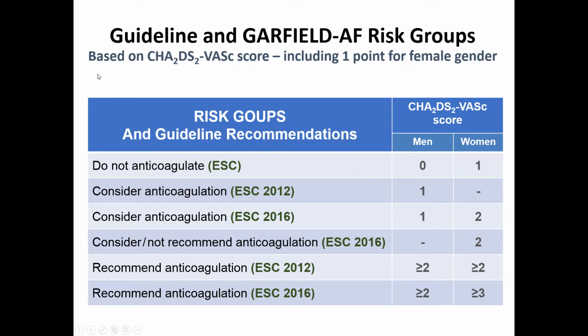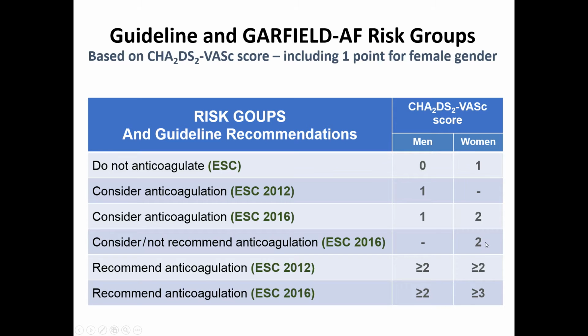You'll remember that the ESC issued guidelines in 2012, for example, and 2016 just recently. And both guidelines agreed that we wouldn't recommend anticoagulation to men with a CHA2DS2-VASc score of 0 or women with a score of 1. Currently, the 2016 guidelines recommend anticoagulation for men with a score of 2 or more or women with a score of 3 or more. The previous guidelines recommended 2 or more in men, 2 or more in women.